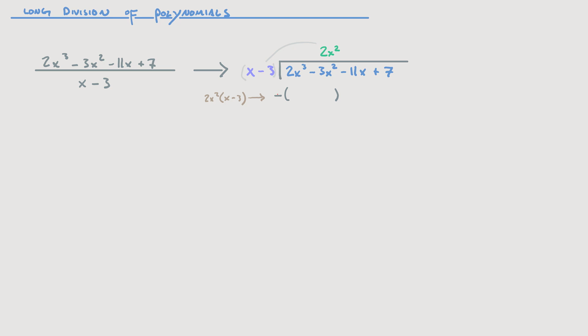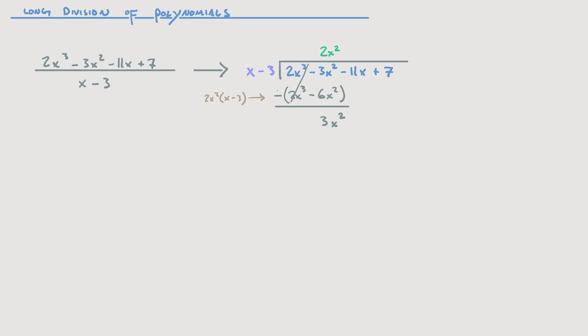And so what I do is I put a minus sign here, and then I open up a set of parentheses, and then inside of there, I'm going to actually put the multiplication of the part of the product that we just found multiplied by the divisor, which gives me 2x cubed minus 6x squared. And you'll notice I kind of jumped the gun a little bit on this slide. When I'm doing the subtraction, 2x cubed minus 2x cubed, those cancel.